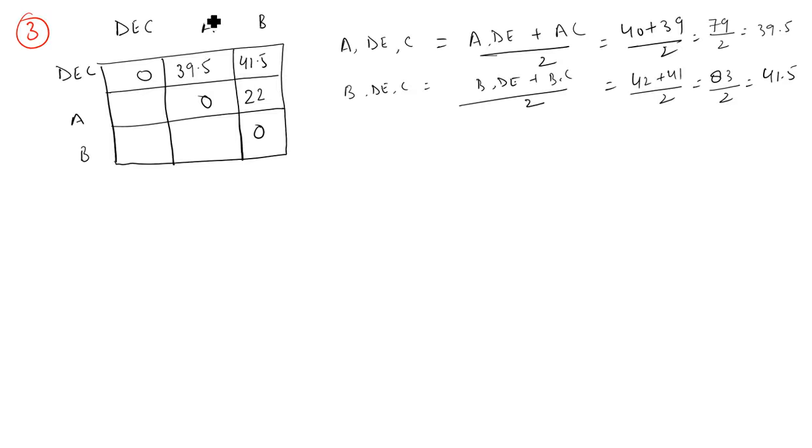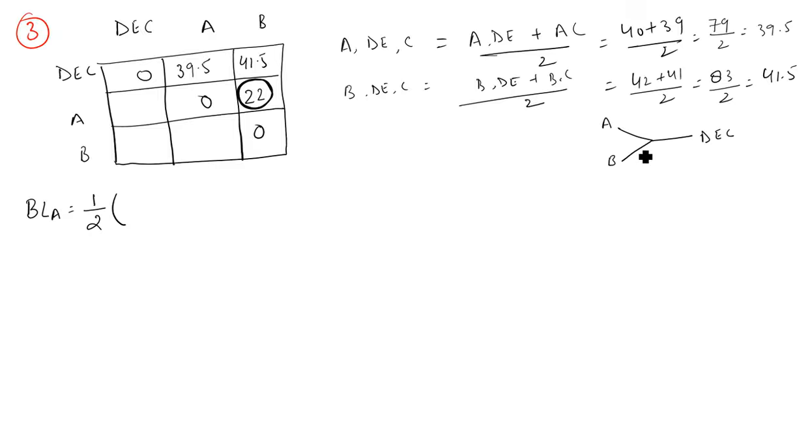Now we have only 3 values, so no need to convert this matrix. There is no conversion possible. If you make another matrix, you will get the same matrix. The smallest value is 22, that is between A and B. So if I make a tree here, A, B and DEC, this is the tree we will get. So now let's calculate the branch length of A.